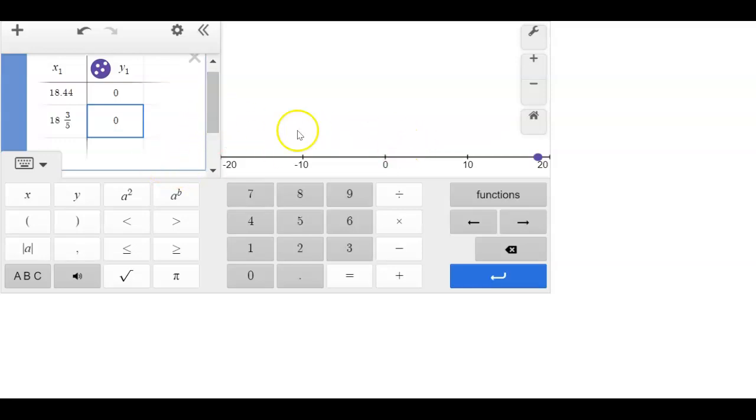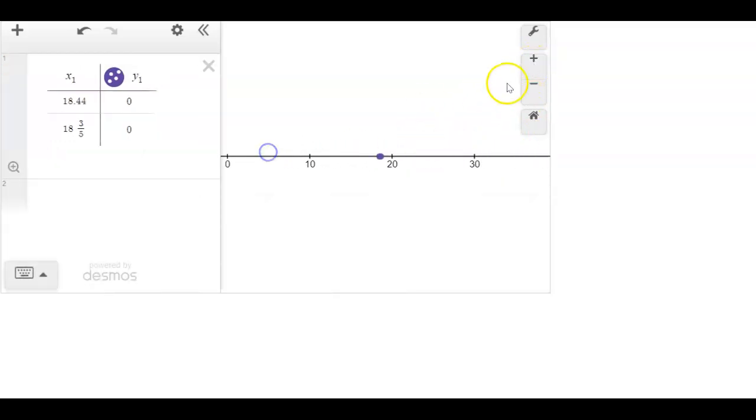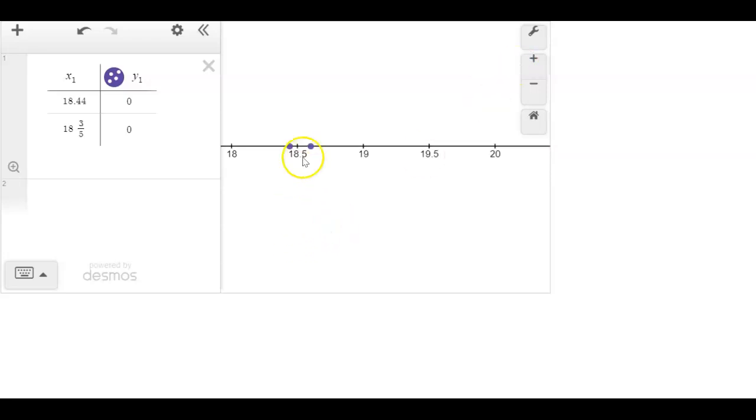Looks like they're really close together here. So we're going to move this over. We're going to zoom in. All right, so this is the 18.6, 18.44. So you can see that this 18 and 3/5 or the 18.6 is bigger. It's further to the right.